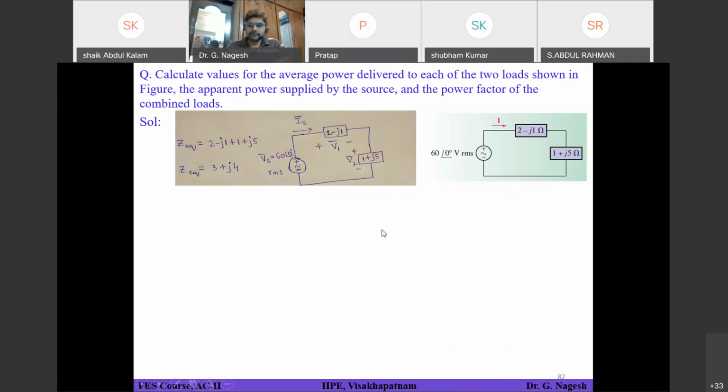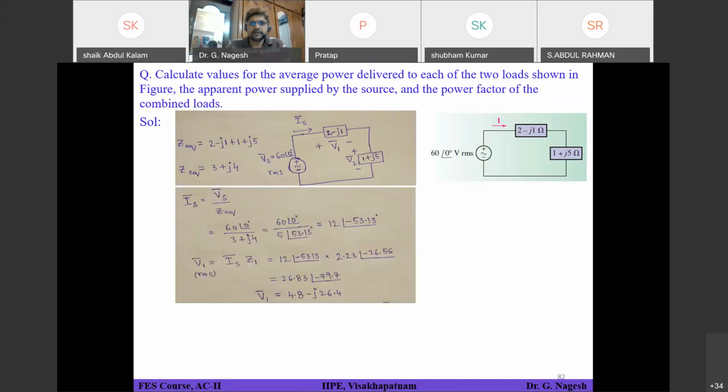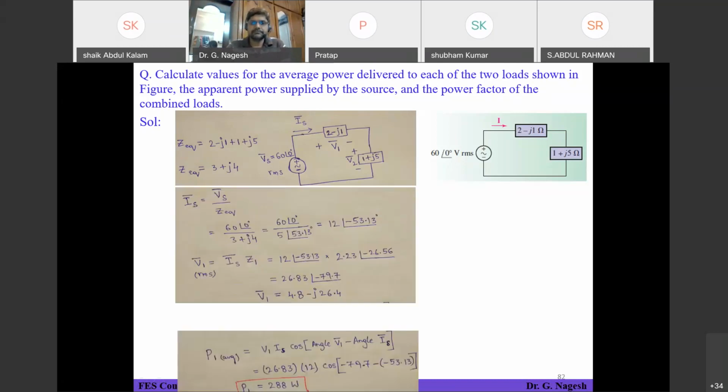Okay. So yesterday we discussed average power and complex power and other concepts. Before going to that, there was one question from one of the students regarding this problem that you are seeing right now on the screen. This problem we have already solved, and this is the methodology I adopted to solve it.